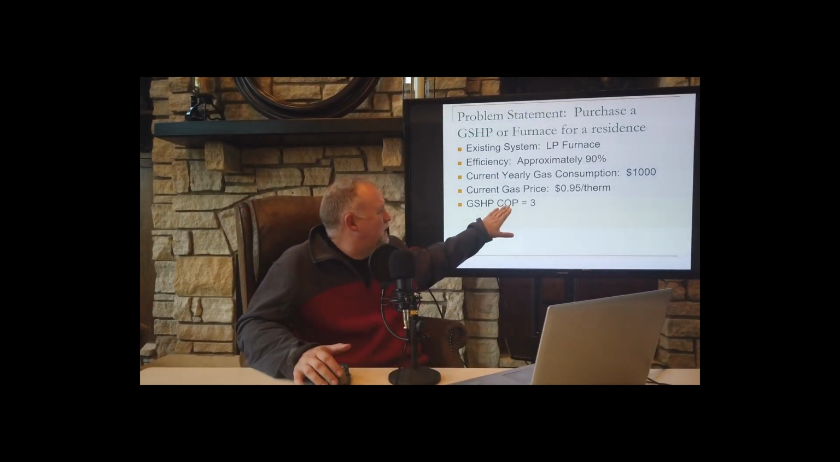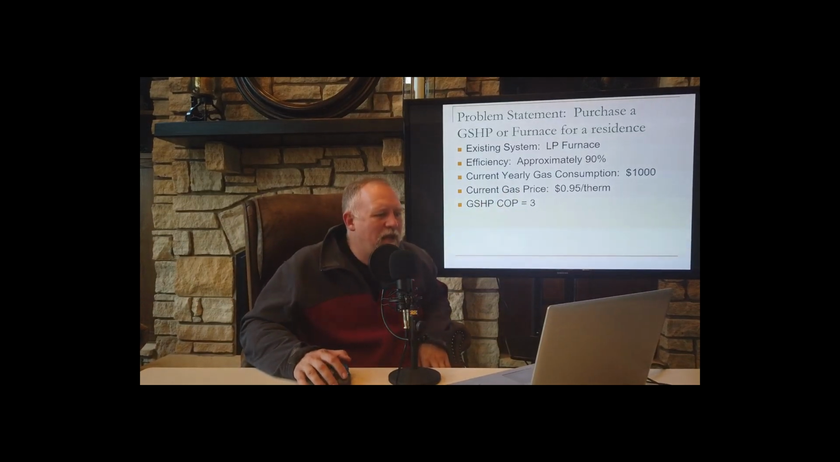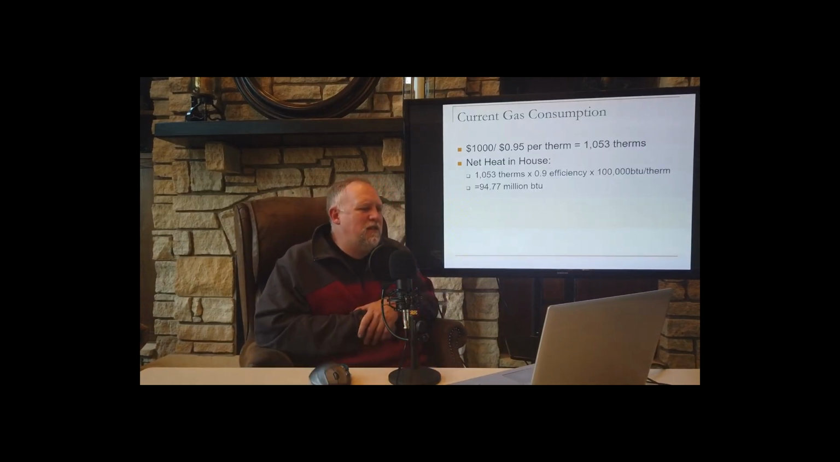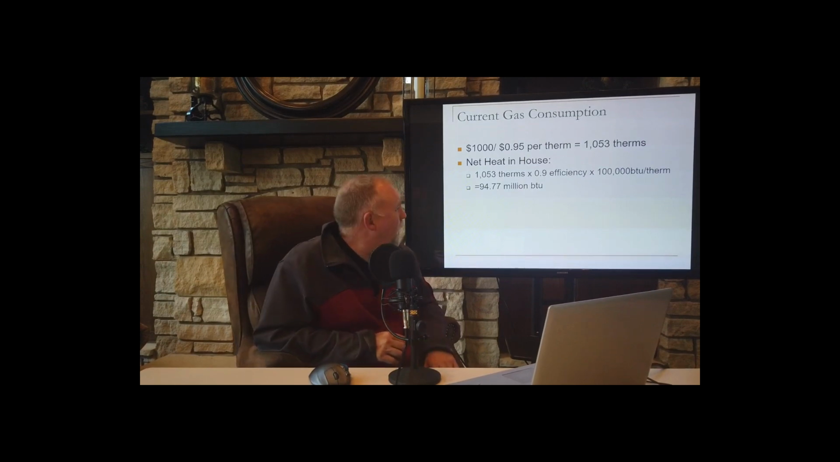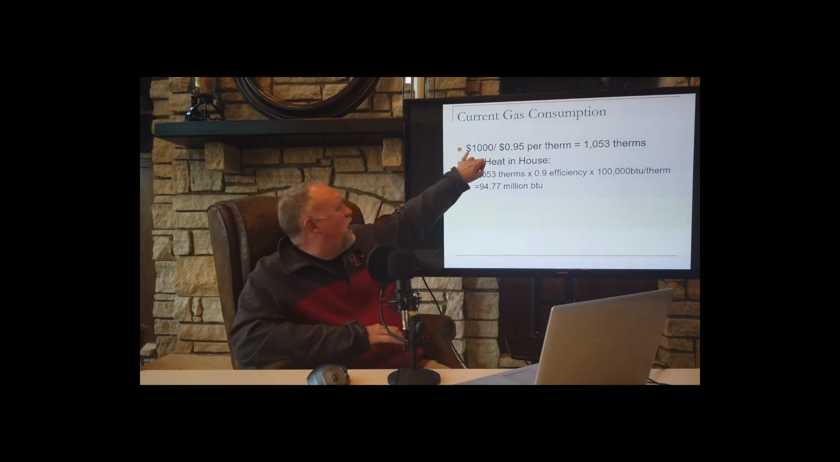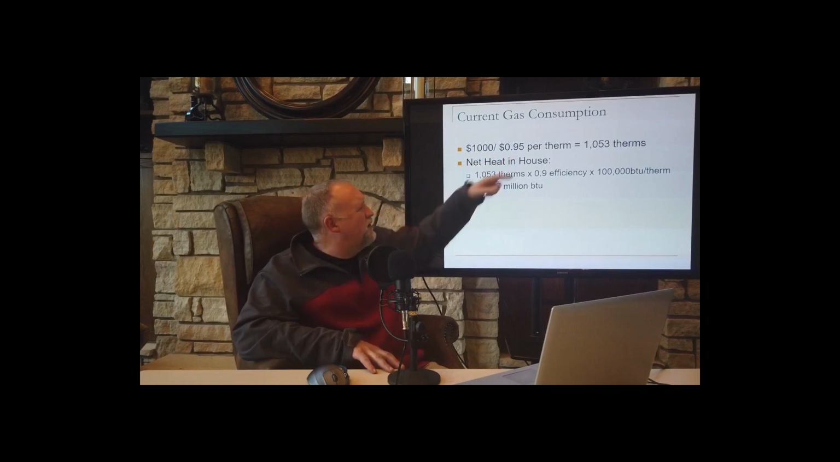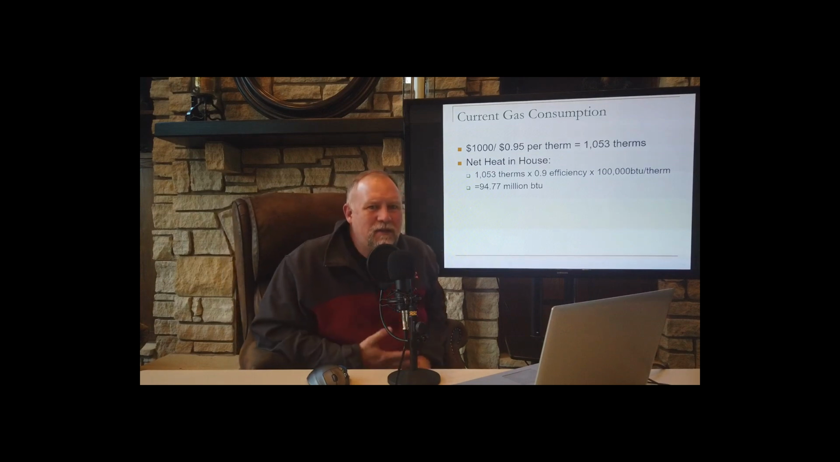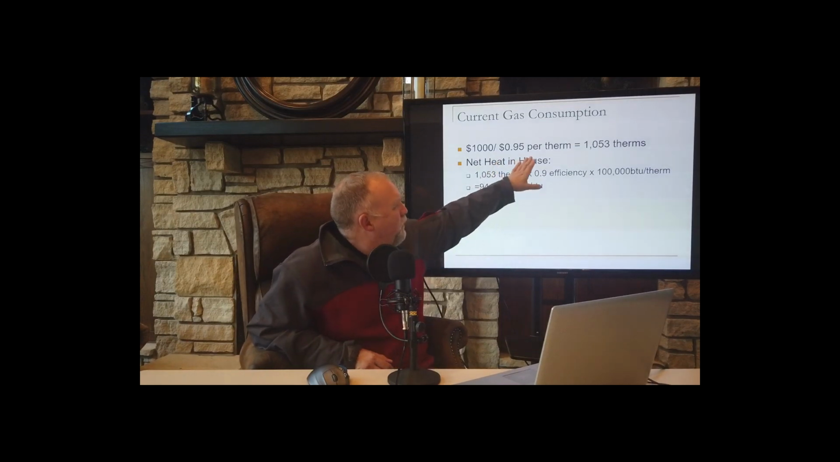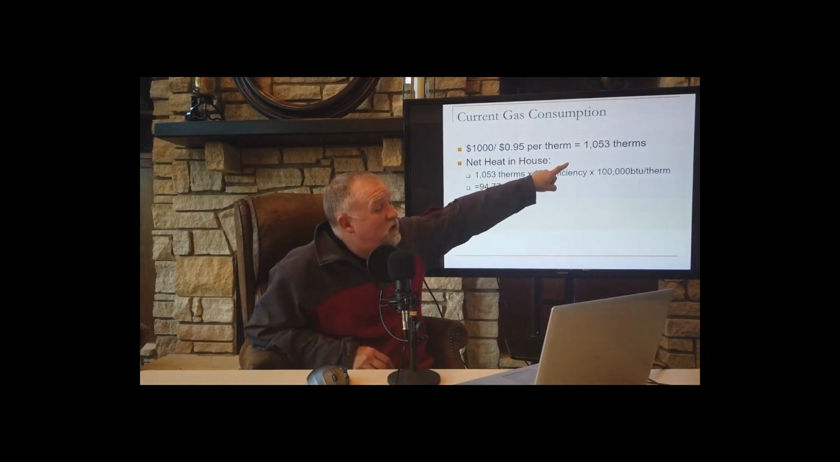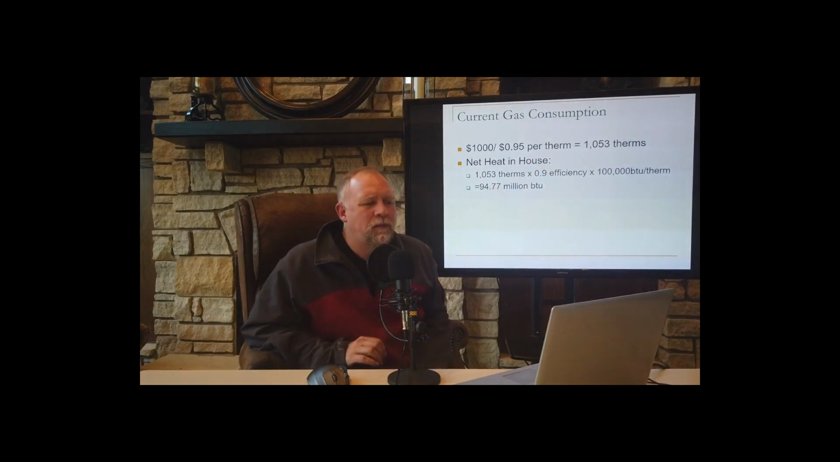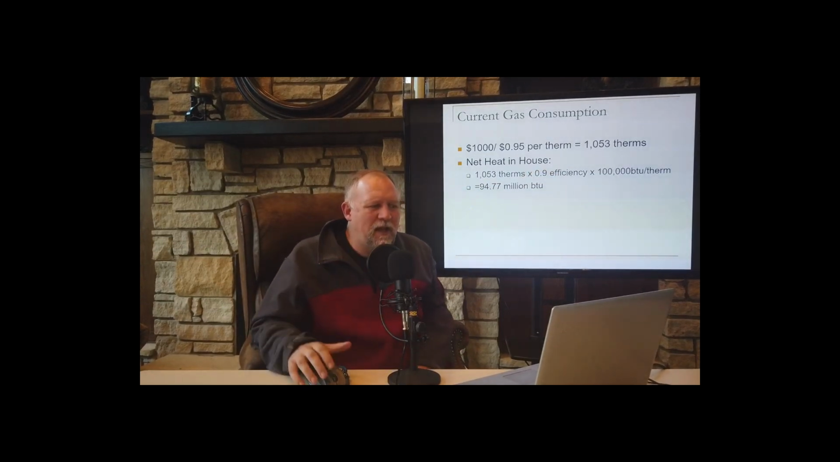And we'll come back to this in a second. But first, let's go to the next slide and take a look at this gas consumption part. If you purchased $1,000 worth of LP and the price per therm was 95 cents, that tells us something important. In other words, to get through the year, his furnace consumed 1,053 therms of propane over the course of that winter.